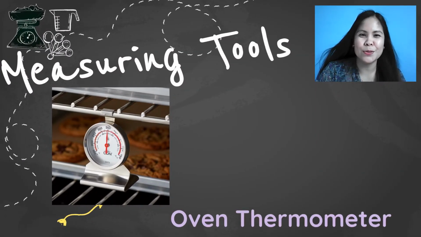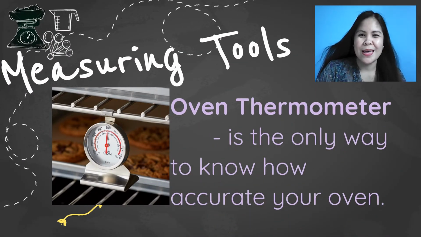Last measuring tool, the oven thermometer. It is the only way to know how accurate your oven is. It is a utensil used to check the temperature of the oven so the reading can be compared to the temperature set on the oven dial. With the use of an oven thermometer, temperatures can be checked to ensure it remains consistent throughout the baking or roasting time. So that is the oven thermometer for our last measuring tool.